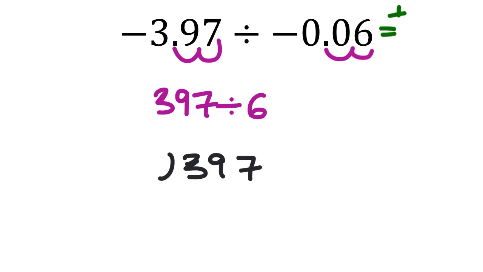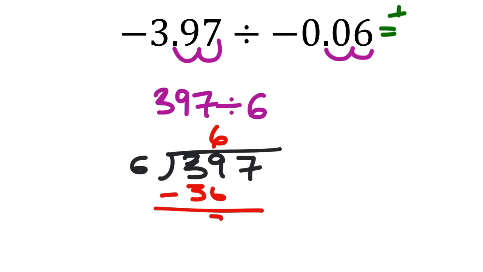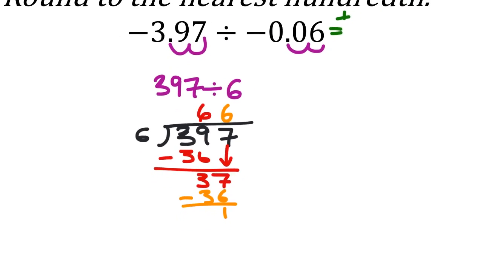397 divided by 6. Well, for 6, how many times will it go into 3? None. But it will go into 39 6 times. 6 times 6 is 36. Subtract, get 3 there. So we'll drop the 7. How many times will 6 go into 37? Well, another 6 times. So 6 times 6 is 36. Got to subtract. I got a remainder of 1 there.